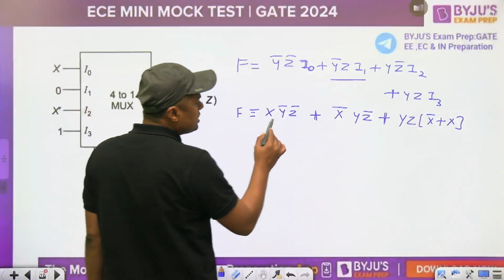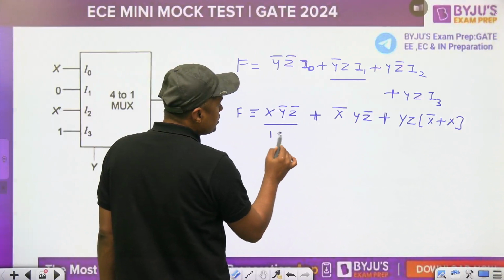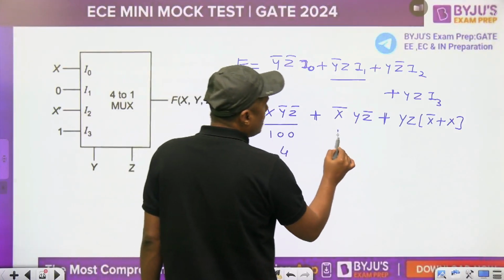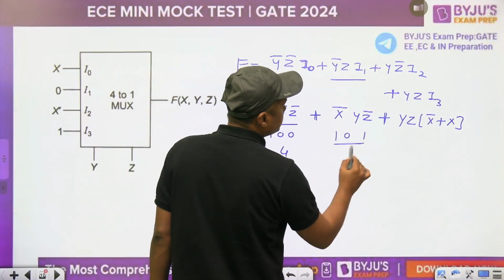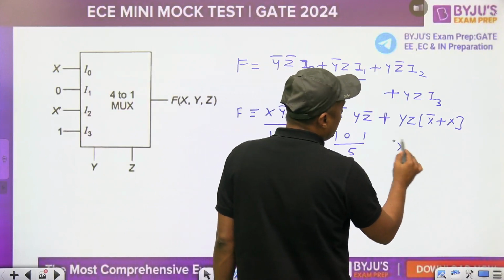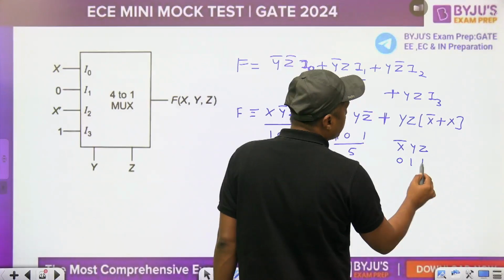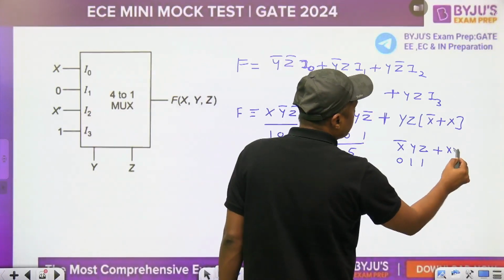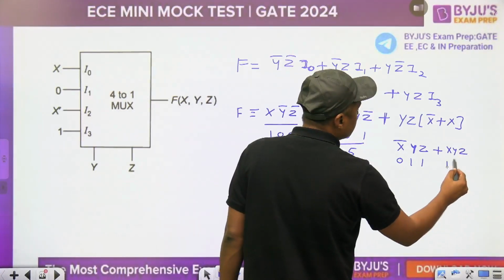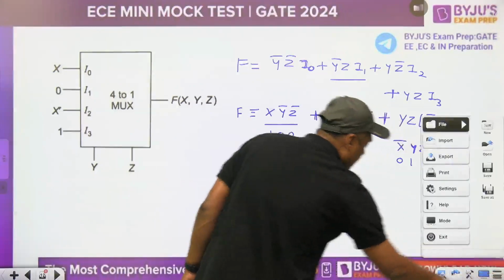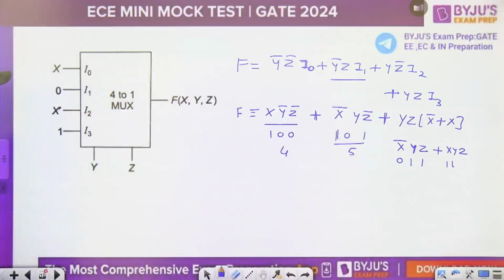Now, what is this function? 1, 0, 0 means 4. 1, 0, 1 means 5. And this is X bar, Y, Z: 0, 1, 1, which is 3. And X, Y, Z: 1, 1, 1, which is 7. So here 3, 4, 5, 7.